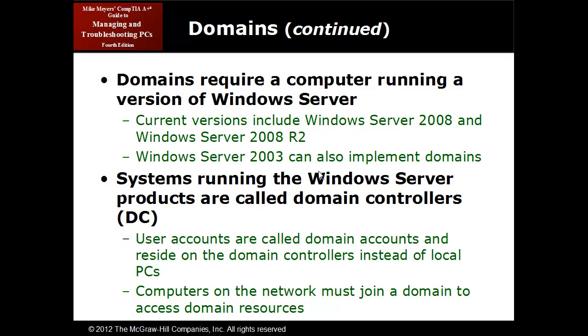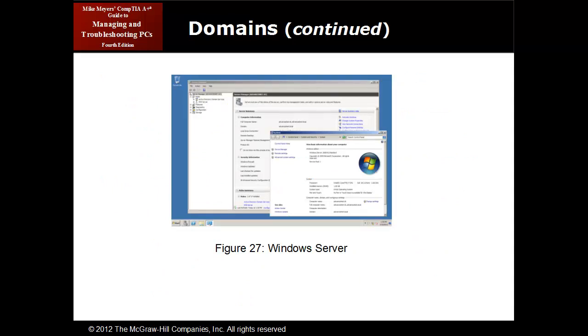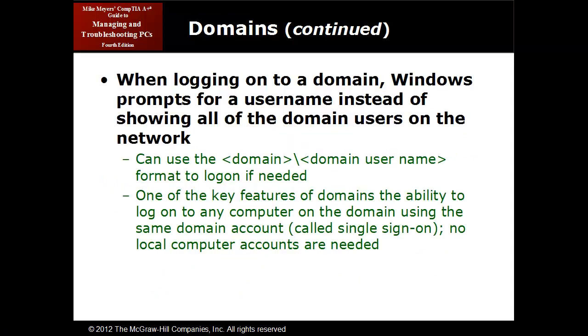Where the domain runs requires a server. The current versions include Windows Server 2008, Server 2008 R2, and then Server 2003 can also implement domains. The systems running the Windows Server products are called the domain controllers, and that's where the user accounts are. That's where the database that keeps track of all that actually functions. Computers and networks must join the domain to access the domain resources. And I just showed that screen as well.